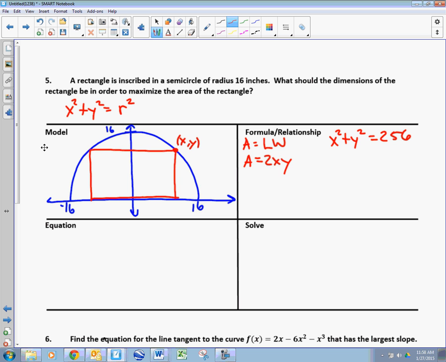And now we need to solve for what? Y. So we have y squared is equal to 256 minus x squared. Now what? Square root. And when you square root, you get a positive and a negative. But since it's the top of the semicircle and not the bottom half semicircle, we just need the top, which is positive square root of 256 minus x squared. Can I square root the 256 and the x squared? Nope. Cut your head off.